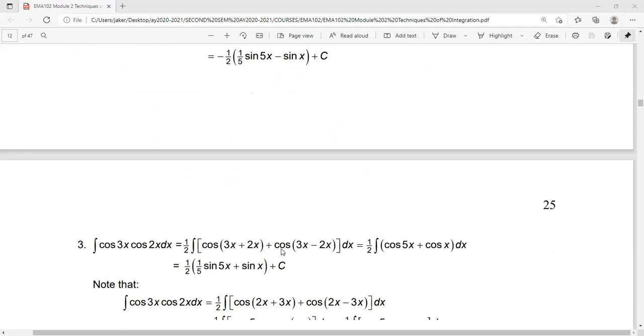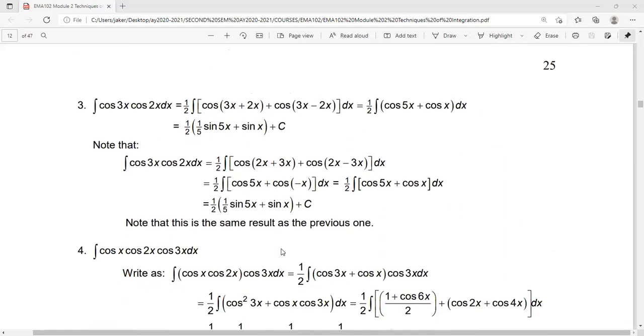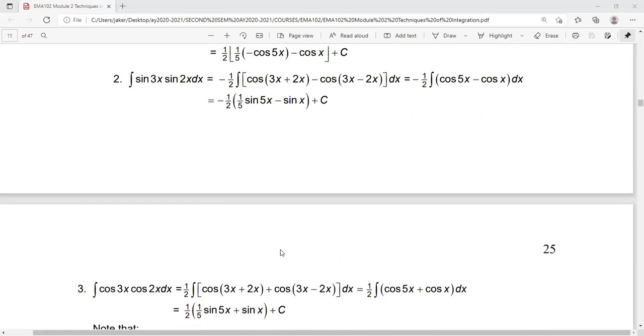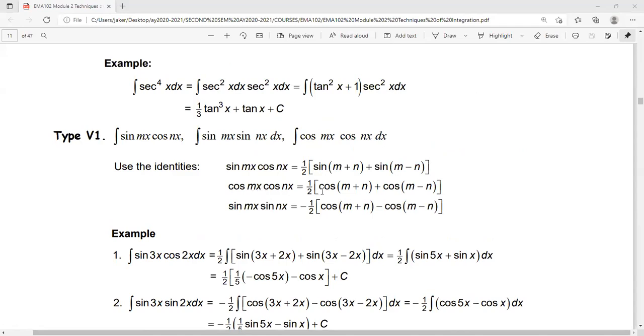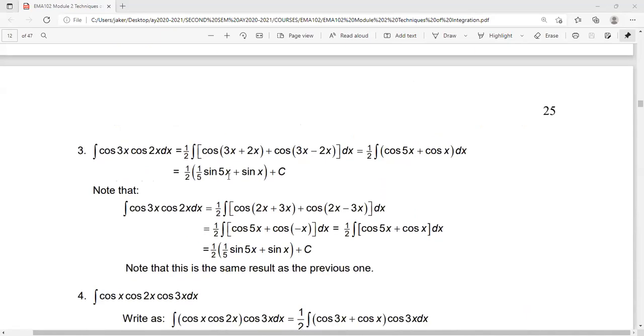Okay. Now we go to the third example. You have both cosine. So you can see here, if it's both cosine, it's positive and it's plus here. So the same formula. You add the two angles and you subtract the two angles. So you have cosine 5x for the first and you have cosine x for the second. If you'll have it integrated, you will have 1/5 sine of 5x here and you have sine x for the integral of the second.